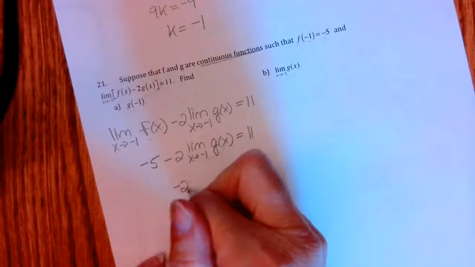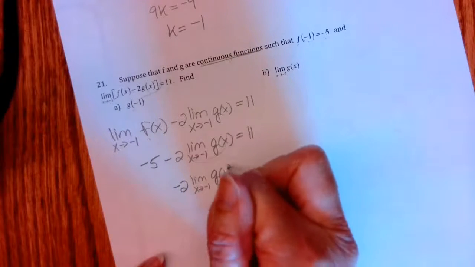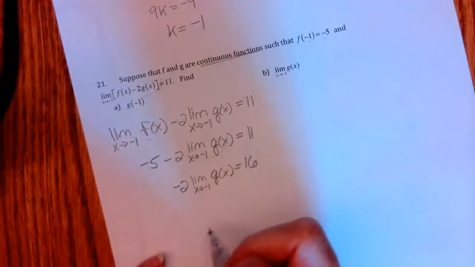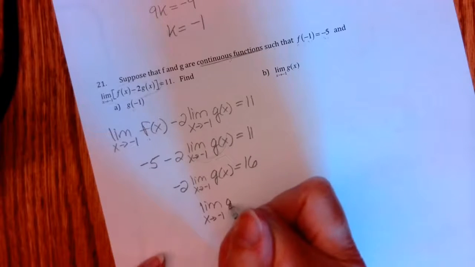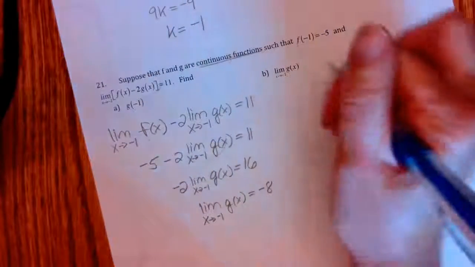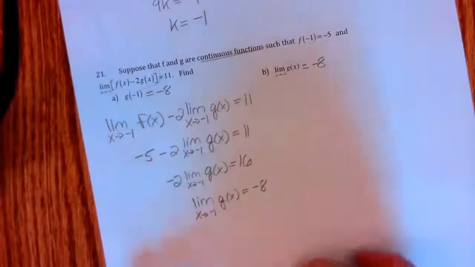So I'm going to say negative 2, limit as x approaches negative 1 of g of x is equal to a positive 16 when I add the 5 over. Last step is to divide by that negative 2 to get a value of negative 8. So the limit value is negative 8 and the point value is negative 8 because of the definition of continuity.